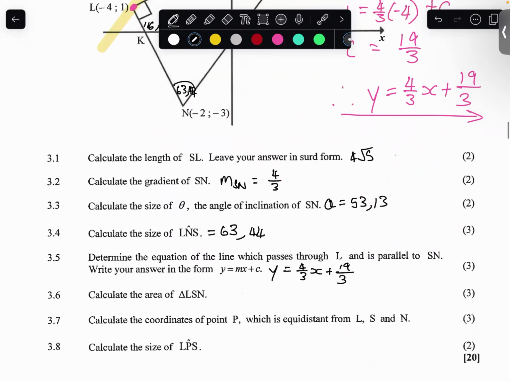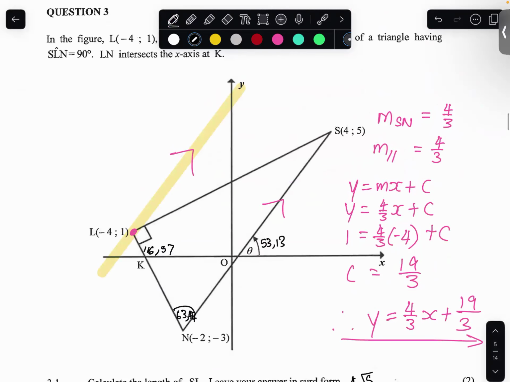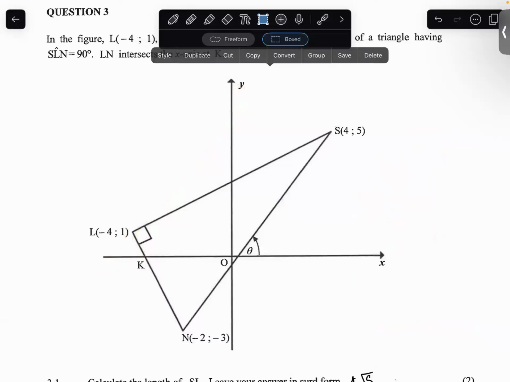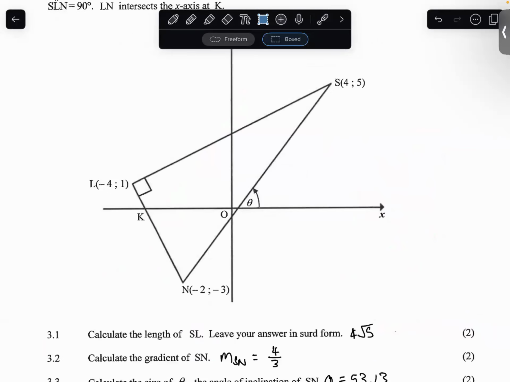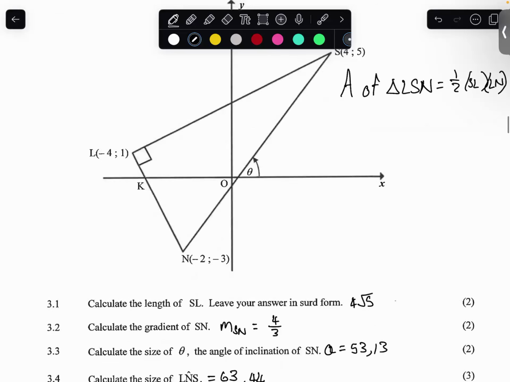All right. Calculate the area of triangle LSN. Area of a triangle is a half base times perpendicular height if you have a right angle triangle. So area of triangle LSN is a half. Base and perpendicular height are the two sides that form the 90-degree, i.e. that and that, right? So SL times LN in any order, it doesn't matter because you're multiplying. SL times LN, right? Let's figure out what those distances are.